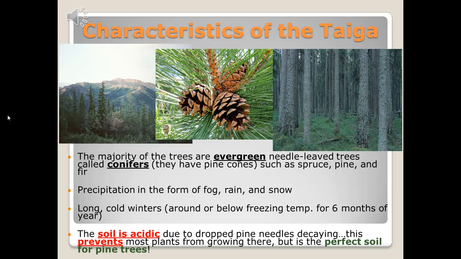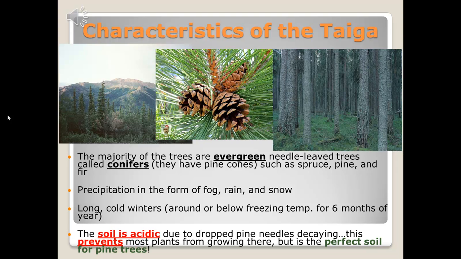Some general characteristics of the taiga. The majority of the trees are evergreen, needle-leaved trees called conifers. That means they have pine cones, such as the spruce trees, the pines, and the firs. Precipitation in the taiga is in the form of fog, rain, and snow. The taiga has long, cold winters, around or below freezing temperatures for 6 months of the year.